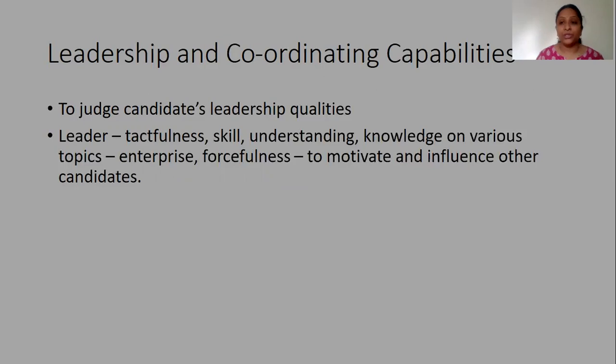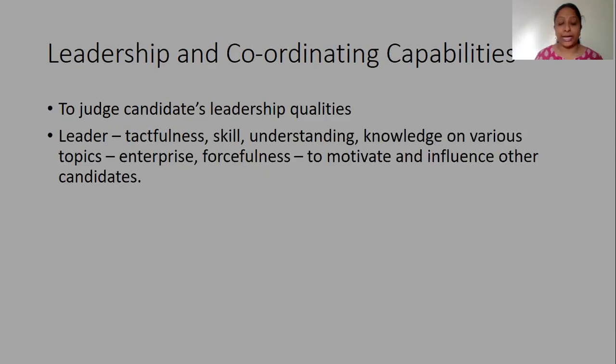And if you have those qualities, you'll always be an asset to the organization. And if you're a leader, you have to display tactfulness. You have to be quite considerate towards the others. You have to be tactful. You need to involve everyone in the discussion, and you need to know how to solve the problems creatively. You need to possess the skills, the understanding, even knowledge on the various topics.